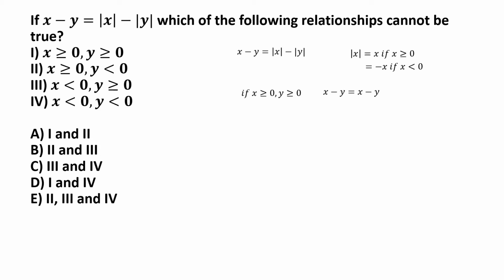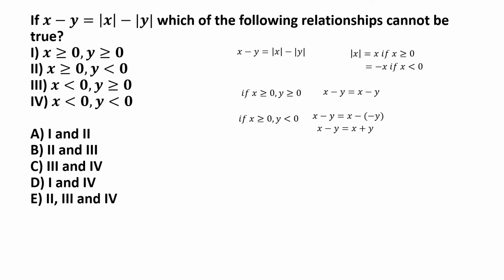So what happens for the second case when x is greater than or equal to 0 but y is less than 0? So our left hand side is still x minus y, but on the right hand side, mod of x is x because x is greater than or equal to 0, but mod of y now becomes minus y because y is less than 0. And so we end up with x minus y is equal to x minus, and then within parenthesis we have minus y, because modulus of y is now minus y being negative. So if we treat this like an equation, we basically get x minus y equal to x plus y.